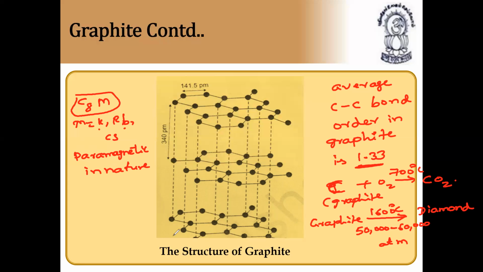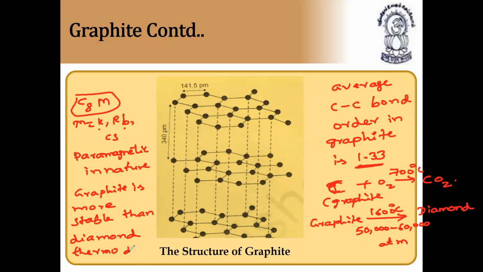So graphite is thermodynamically more stable than diamond. Very important. Graphite is more stable than diamond thermodynamically, with respect to heat, because the Gibbs free energy of formation of graphite is 1.9 kilojoules per mole. So graphite is more stable than diamond thermodynamically.